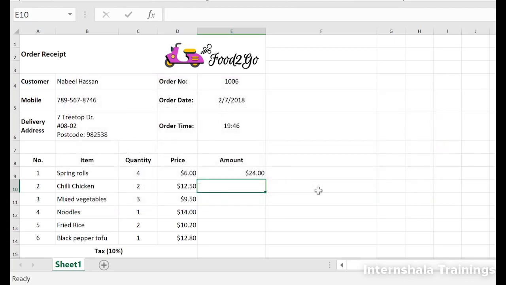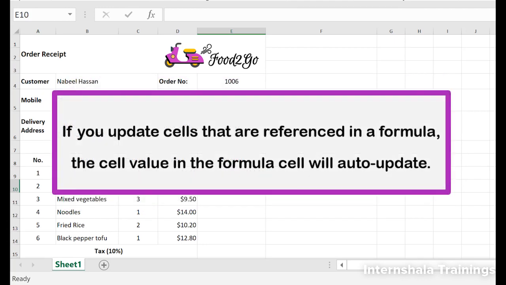But the biggest advantage of using cell references is that if you update cells that are referenced in a formula, the cell value in the formula cell will auto-update and you won't have to rewrite your formula.